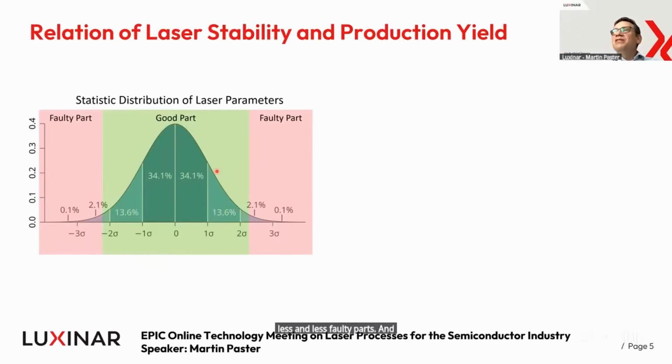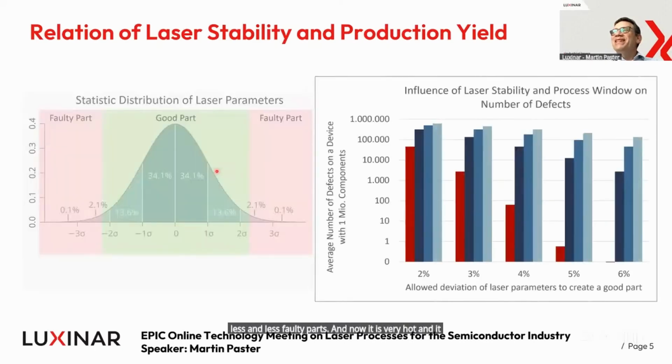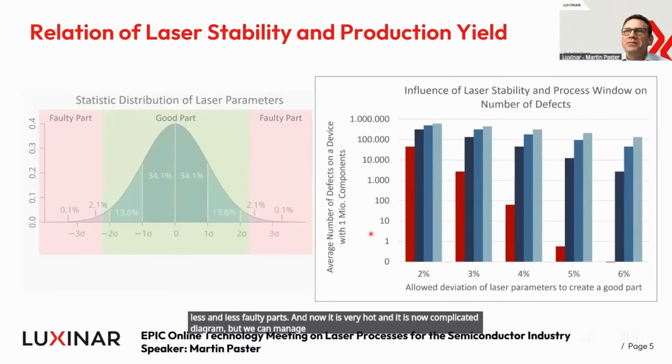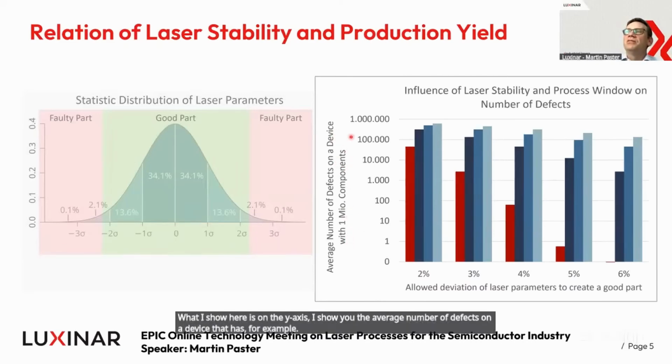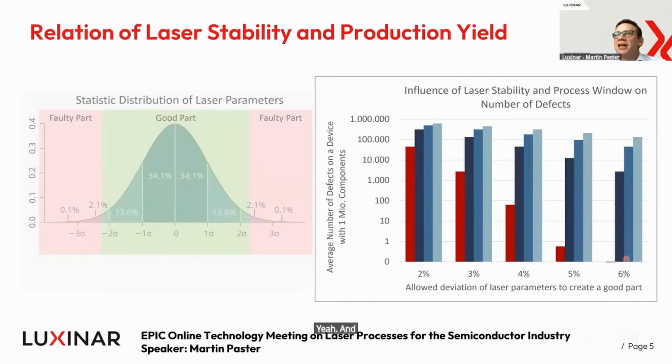And now it is very hot and it is now a complicated diagram, but we can manage together. What I show here is on the y-axis, the average number of defects on a device that has, for example, 1 million components. And on the x-axis below, I show you the green box.